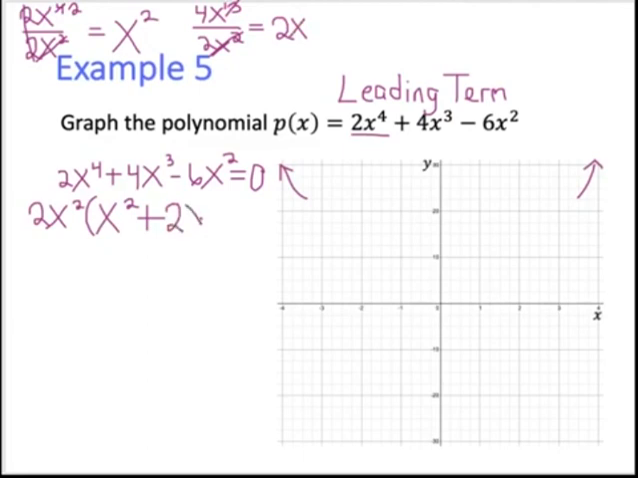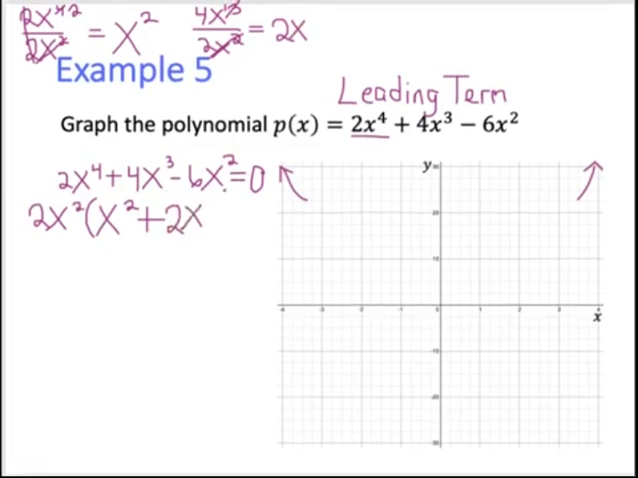So plus 2x here. And then we need to factor 2x squared from negative 6x squared. So we have negative 6x squared divided by 2x squared. That's going to equal, if I take negative 6 and divide by 2, I get negative 3. And then my x squareds cancel. So we have minus 3 here. And then we're going to set that equal to 0 still.